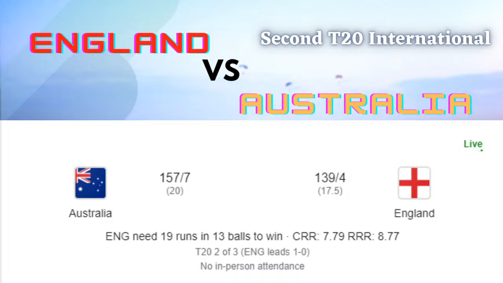England are 140 for 4. They need 18 from 12 deliveries. 2 overs remaining. They need 18 runs. Adam Zampa has 1 over left. Pat Cummins has 1 over left. It looks like Adam Zampa will finish off his spell.